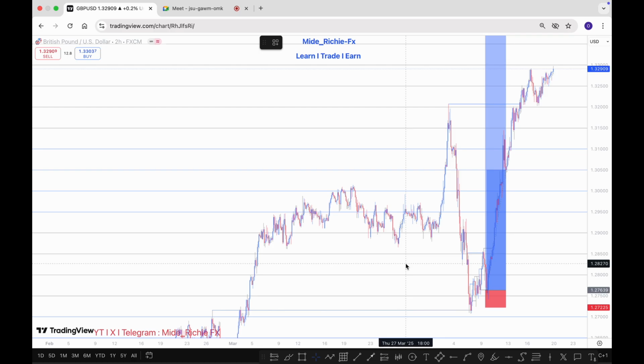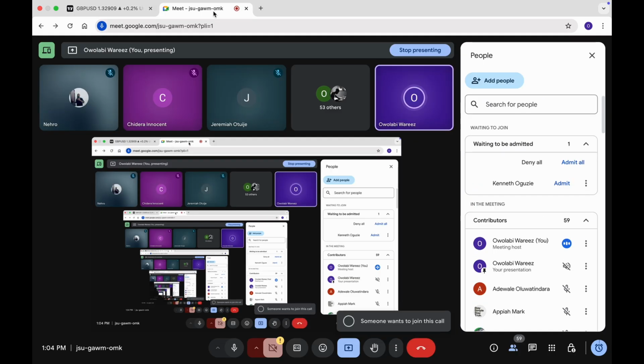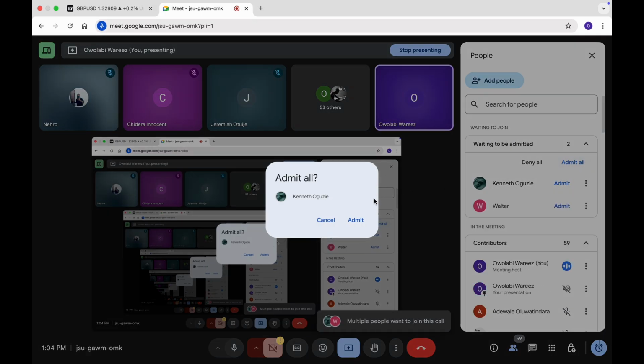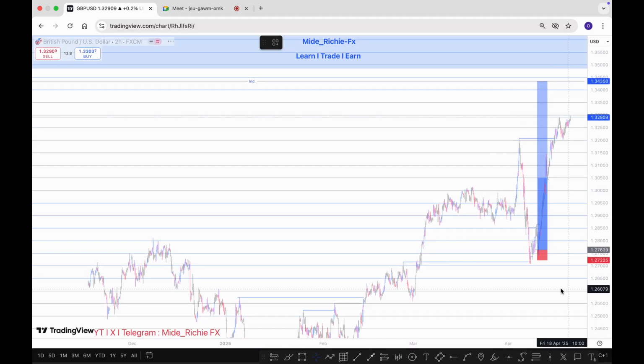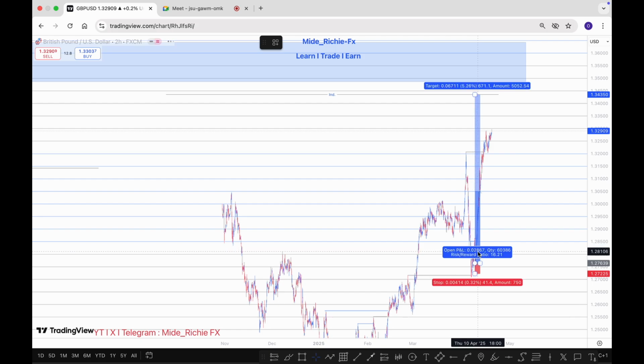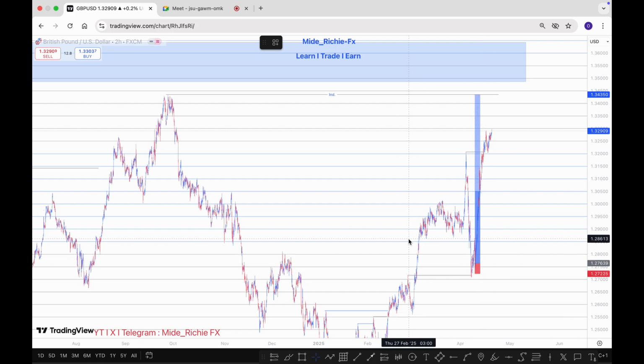And this particular backtest with Mide, episode 2, we are going to be breaking down GBPUSD, right? How I caught this particular trade and what I'll be expecting on this particular pair in coming weeks or even months, right?